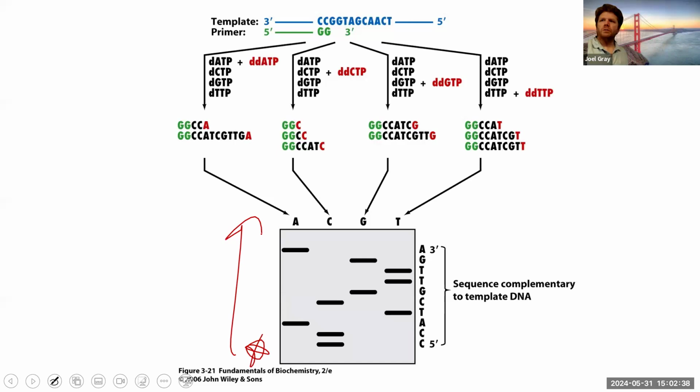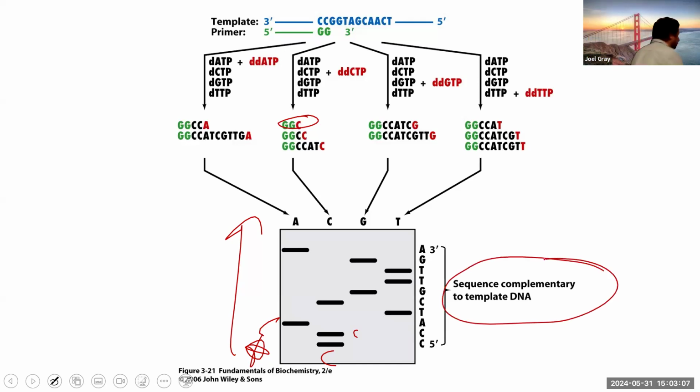was from our C reaction. So that means that we have a C in the first position of our product. Our second shortest fragment is also from our C reaction. Our third shortest is from our A reaction. Fourth shortest is from our T, C, G, T, T, G, A. And ultimately, this is going to give us a sequence that complements our template.